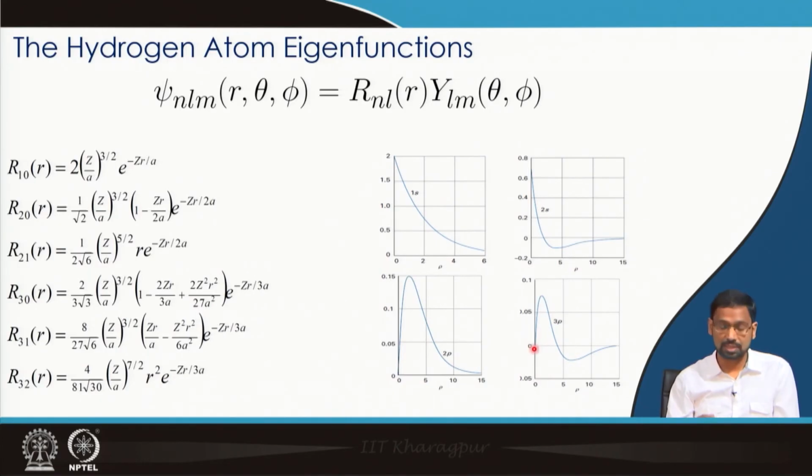Therefore, as we see, 1s has no nodes, 2s has one radial node, 2p has no radial node, 3p has one radial node, and this way we can describe the radial part of the wave function.